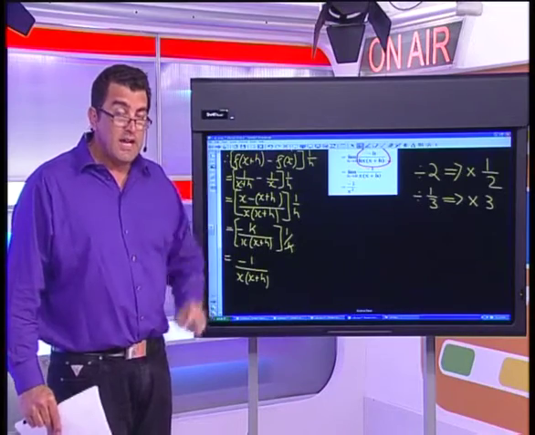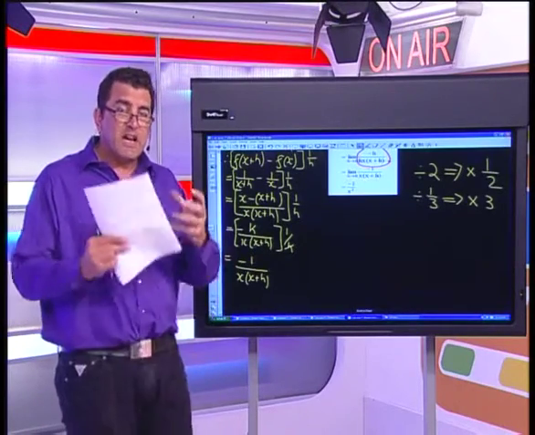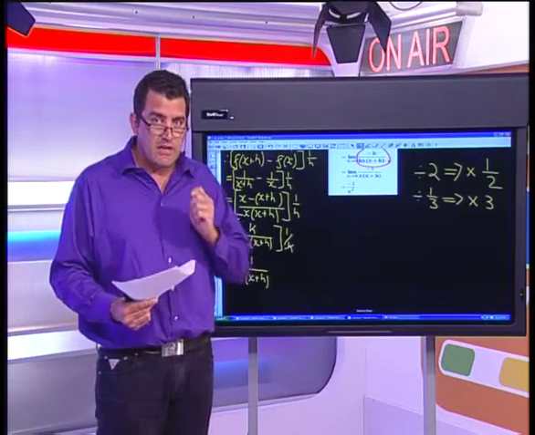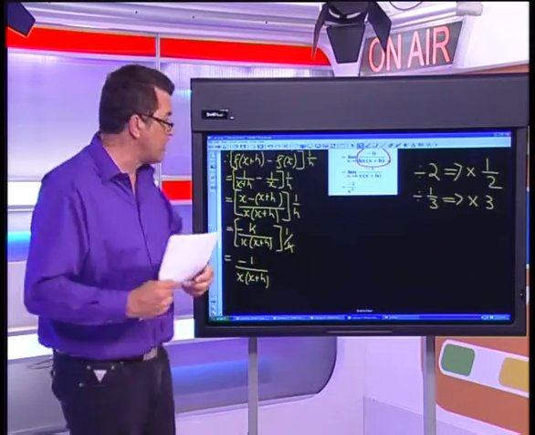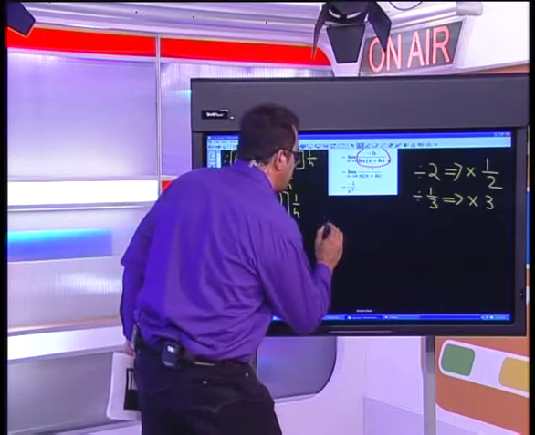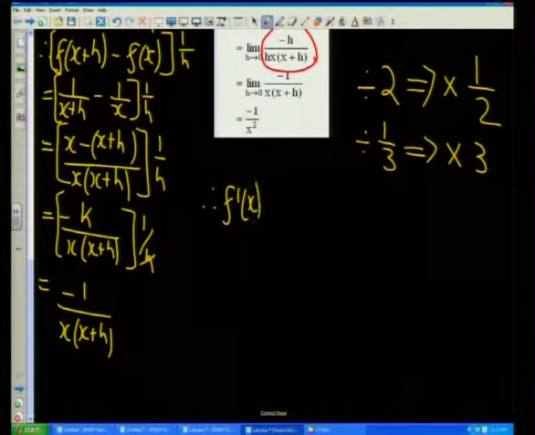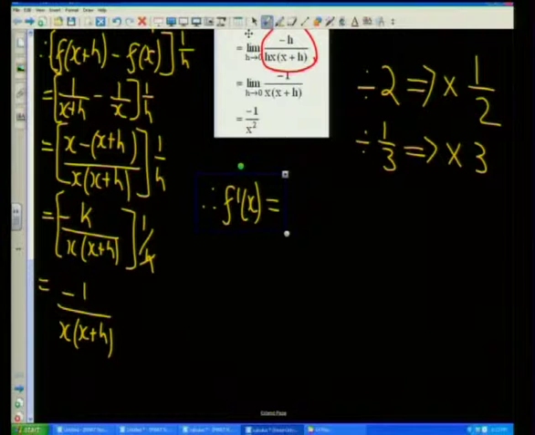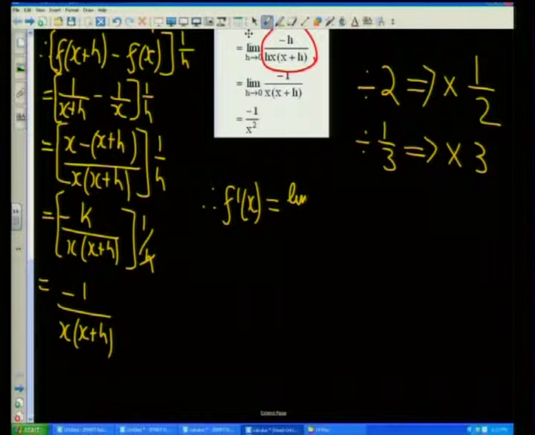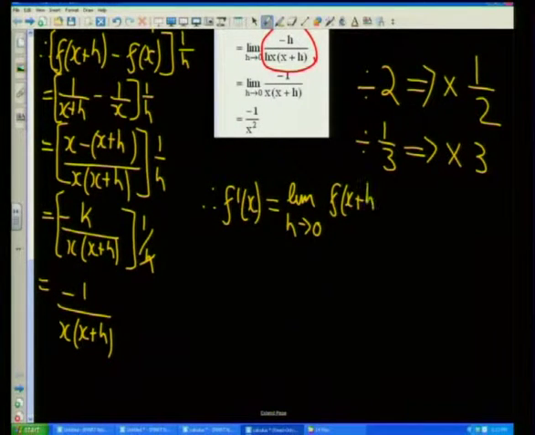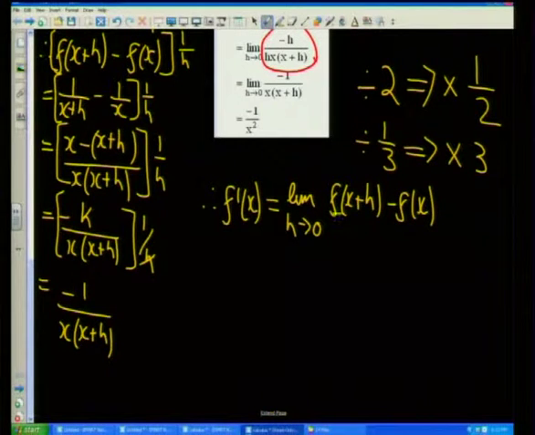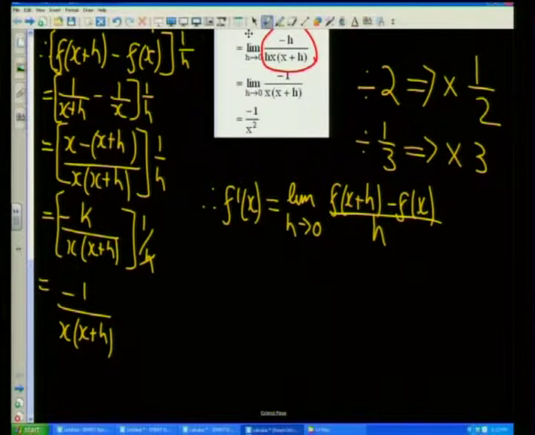I must still take the limit. To make it a derivative, I need to take the limit. Now you know this, I'm just reminding you about it again. My definition, the first derivative with respect to x, that's what we call that, is nothing other than the limit when h approaches 0 of f of x plus h minus f of x all over h. That looks like an n, it's actually an h. There we go. Great.